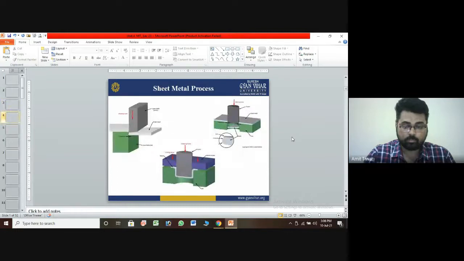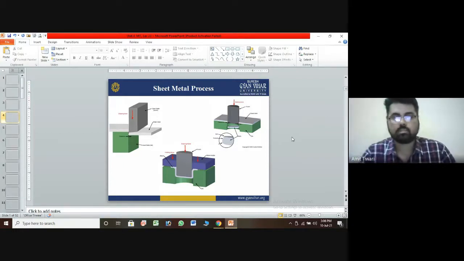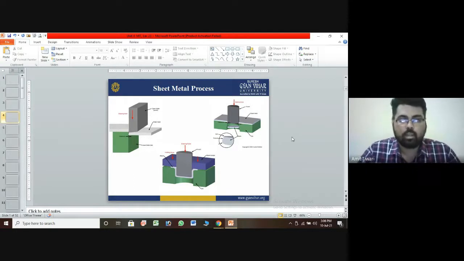As you know, the very popular question arises: what is sheet metal forming? As you see in this diagram, these are sheet metal processes, and you can see three diagrams here. Shearing of material will be possible by the sheet metal processes.